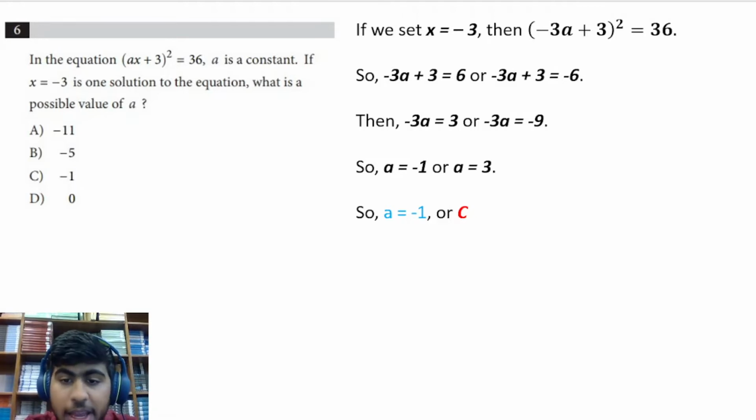So we can say that a is negative 1 because that is the one that appears in the answer choices. So our answer is choice C.